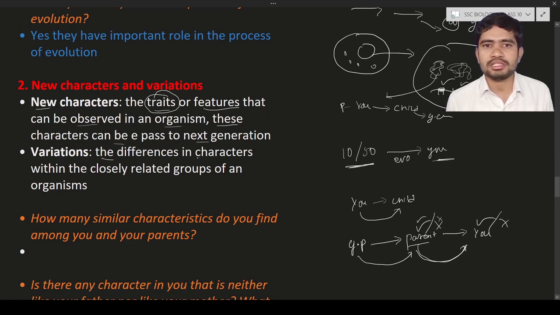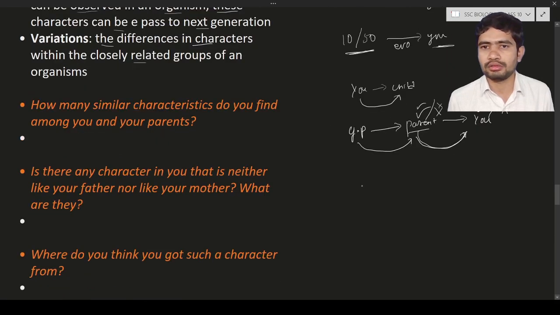The variations means the differences in the characters within the closely related groups of an organism. For example, let us consider your aunt or your uncle. So your aunt may have the fair skin, and your aunt and you may have the same kind of fair skin or same kind of skin structure. Or your aunt may have the curly hair. Let us consider your aunt and you. Both of you may have the curly hair in your relatives.